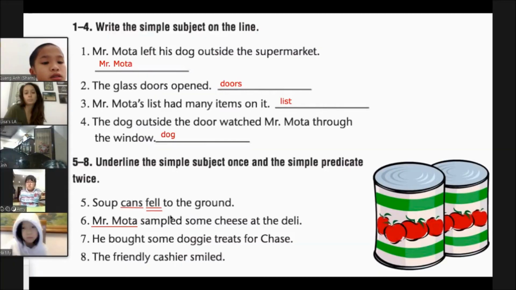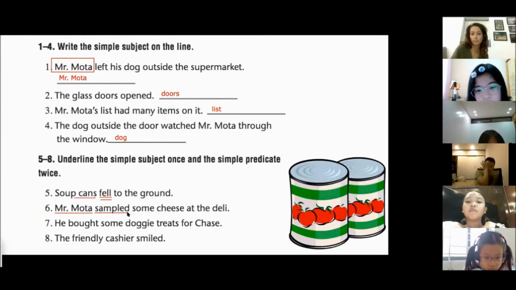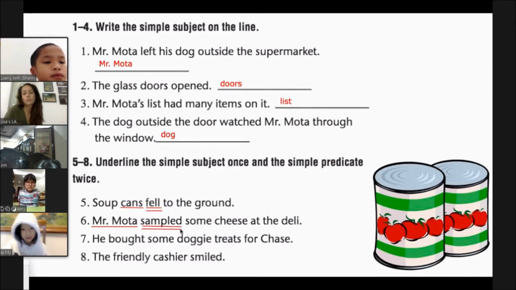The simple predicate is sampled. All right, that's our verb. What did Mr. Mota do? He sampled. Good job. What does sampled mean? To try. Like if you are at the deli and you're sampling cheese, you're trying one type of cheese and then another type of cheese, maybe a third type to decide which cheese you want to buy. To sample is to taste a little bit to see which one you like.